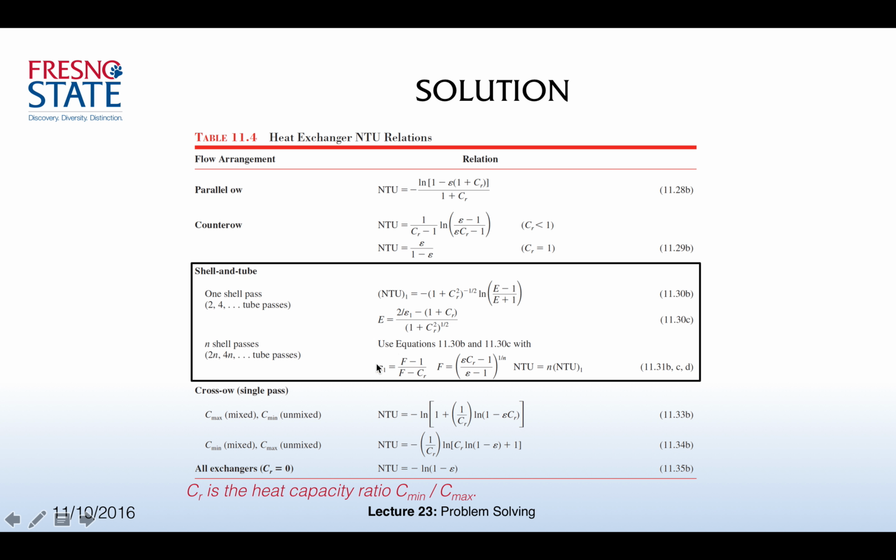I go from the F to calculate epsilon 1. Epsilon 1 is used to calculate E. E is used to calculate NTU one shell pass. And then finally, this is multiplied by the number of shell passes to give you the actual NTU for your case. Let's do this. And you can see that all the expressions include CR, where the CR is the heat capacity ratio we just calculated, C minimum over C maximum. So let's use these equations to find our NTU.